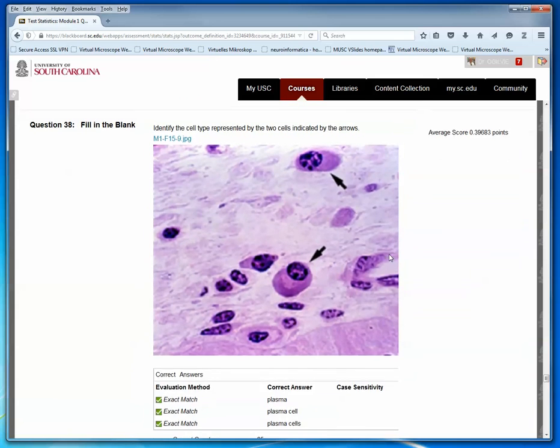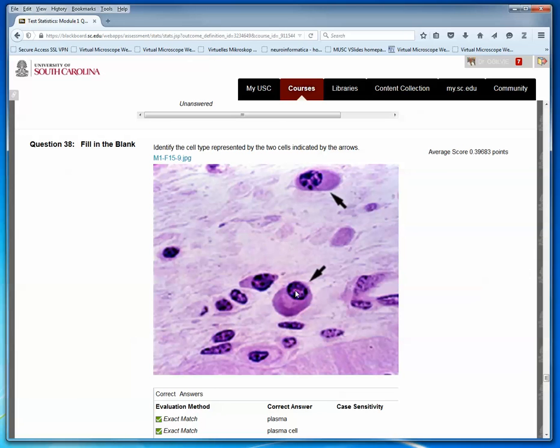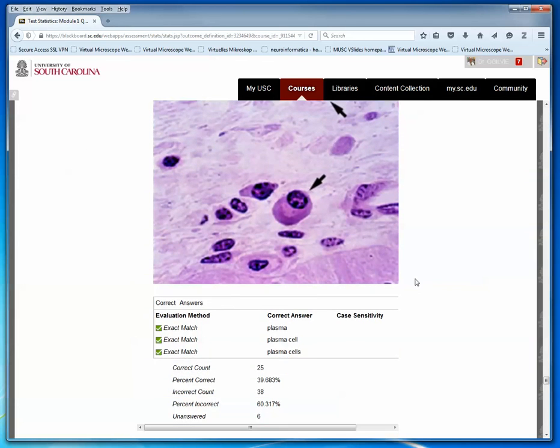And here we have to identify the cell type represented by the two cells indicated by the arrows. Those are plasma cells. You see the nucleus is off center. You actually have a light Golgi apparatus. You have a basophilic blue stained cytoplasm where the rough endoplasmic reticulum is located. And you have this clock face type nucleus. So all of those add up to a plasma cell.